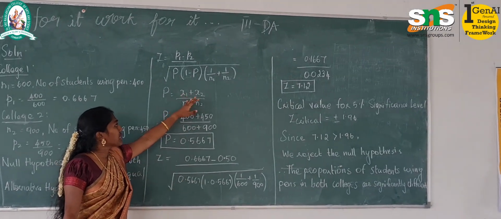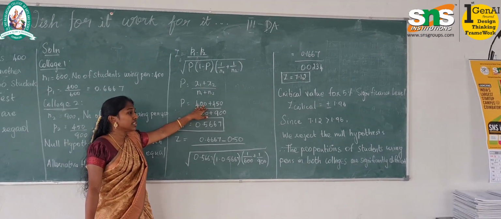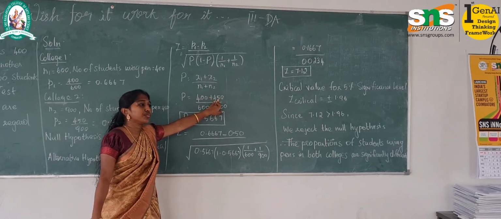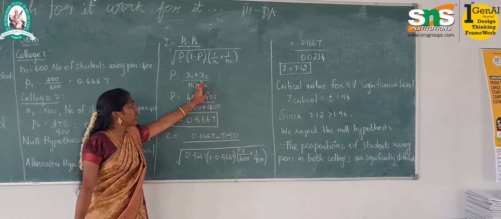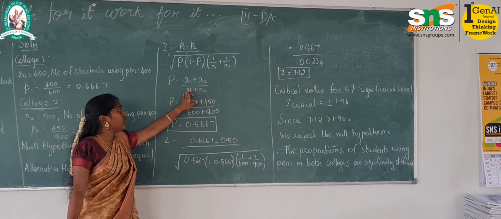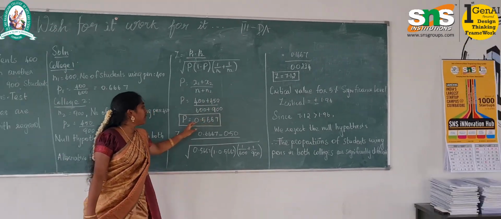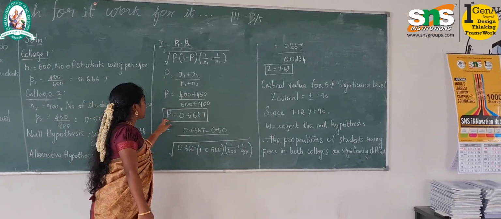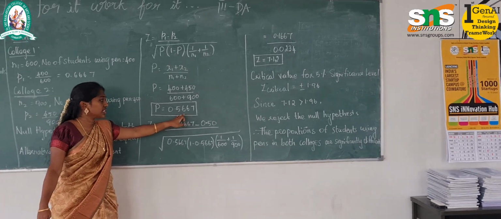The values of x1 and x2 are given: out of the first sample, 400 students are using pens, so that is x1. Then x2 is out of the second set, 450 students using pens, so we denote x2 as 450. N1 and N2 are the sample sizes. In the first college the sample is 600, and in the second college it is 900, which is given in the question itself. By calculating this, I get the pooled proportion P equal to 0.5667.